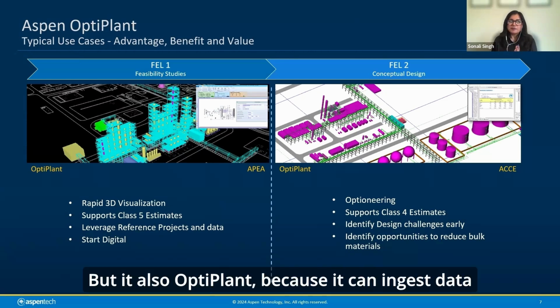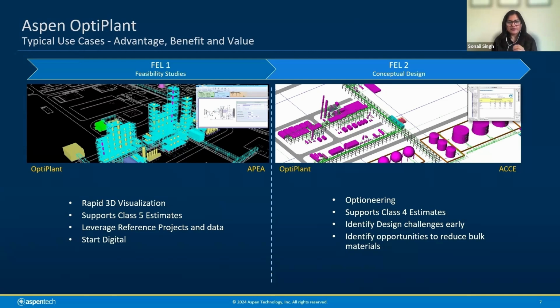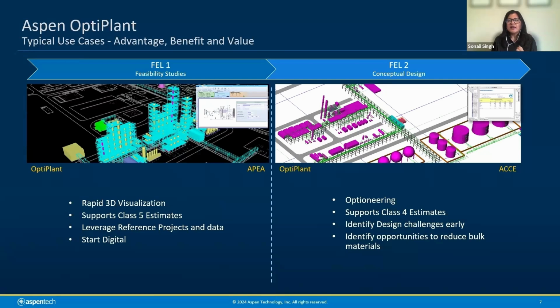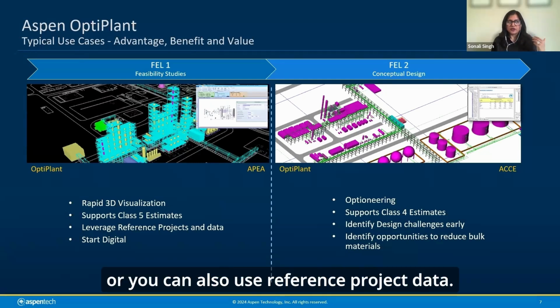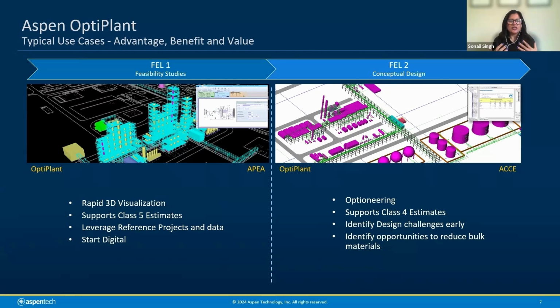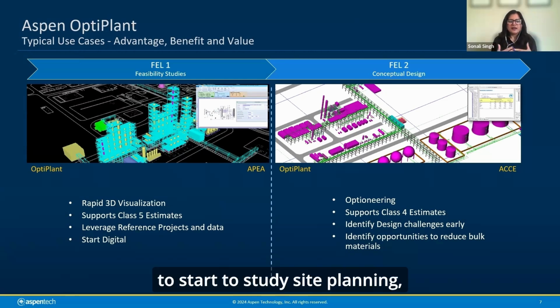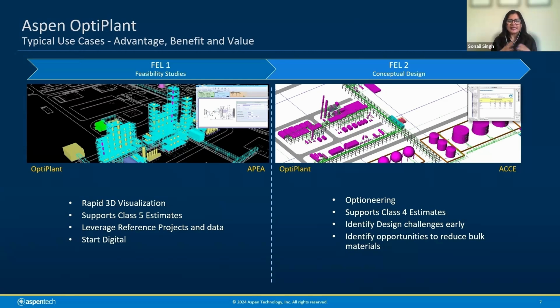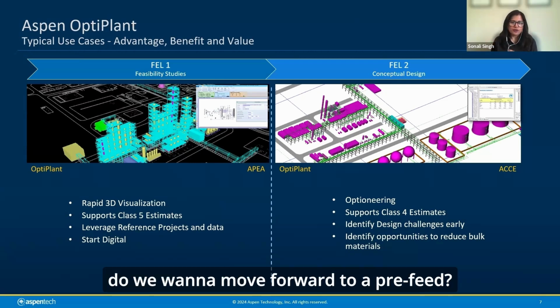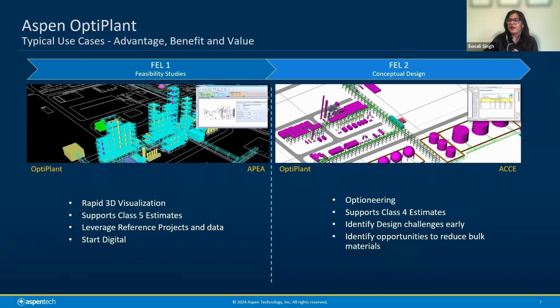But OptiPlant can also ingest data from other sources, old 3D models and things like that. You can also use reference project data. And that's a quick way at the feasibility stage to start to study site planning. Is it going to fit? What's the scope? Do we want to move forward to a pre-feed?